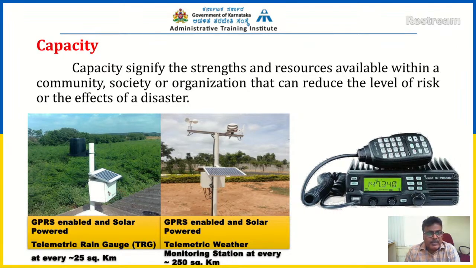Here one more equipment is placed on the right side. That is ham radio. Whenever all telecommunication lines have failed or collapsed during any major disaster, ham radio comes to our rescue for communication from the site of disaster to the control room. Such resources, and many other resources, are required during the disaster situation. That is what is known as capacity.